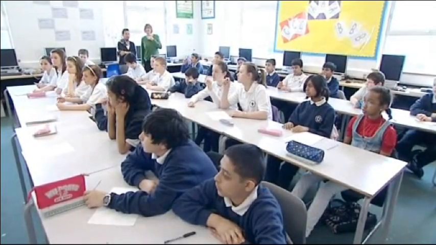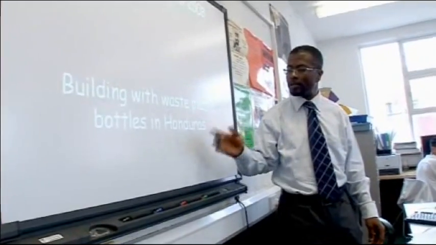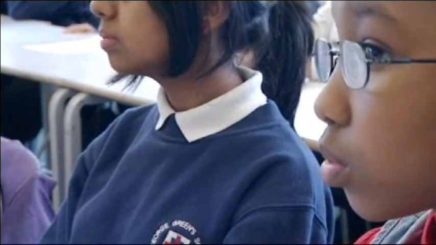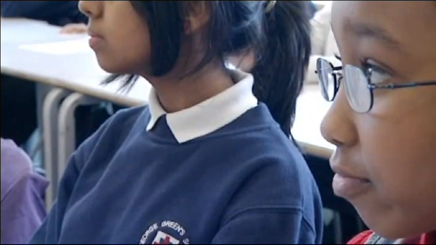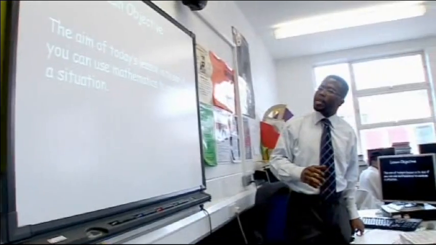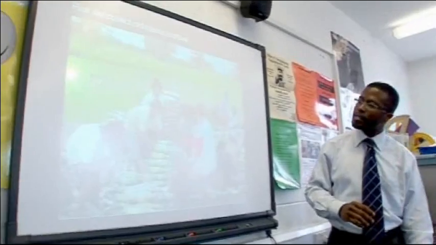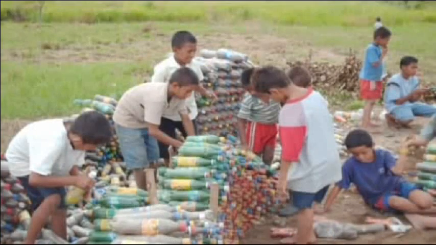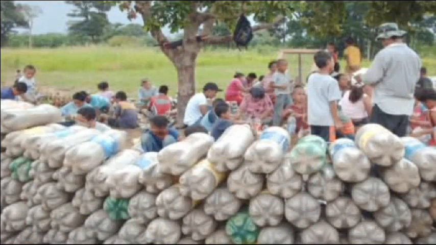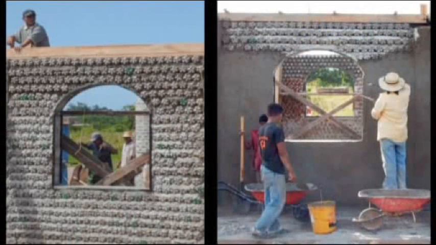Okay, now today's lesson, if you could see here, is about building with waste plastic bottles in Honduras. It's going to be a different lesson today. The objective of the lesson is to see if you can use mathematics to analyze a situation. If you look at this picture, you can see how in some part of the world, they are making use of the plastic bottles that you normally throw away. They are making very good use of it.